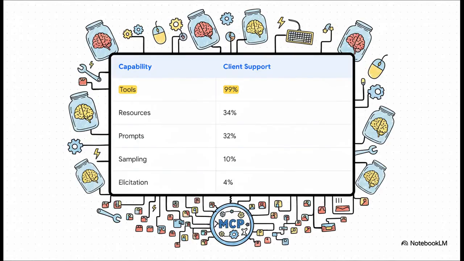Now, the official MCP white paper talks about a bunch of different capabilities, things like sharing prompts and resources. But if you look at the data on who's actually using what, well, the numbers speak for themselves. Look at that top line, tools. At 99% support, it is overwhelmingly the killer feature. This is what MCP is all about.